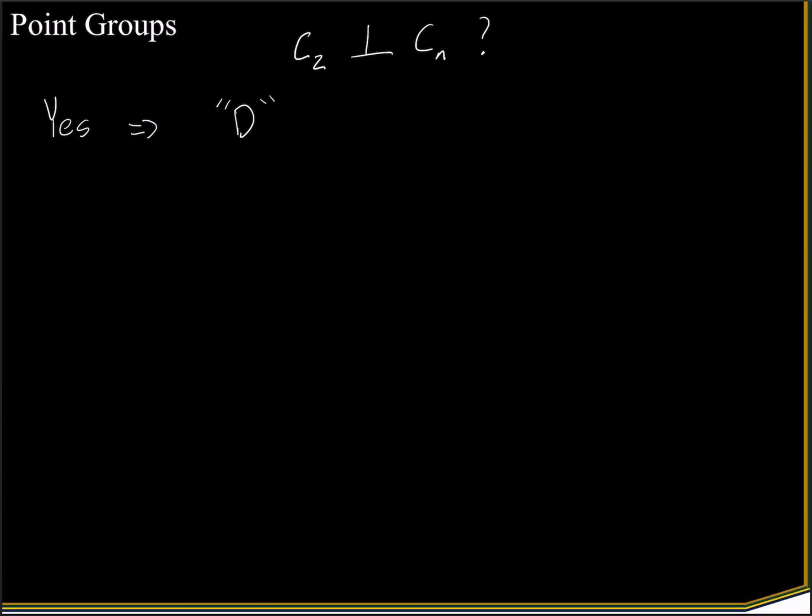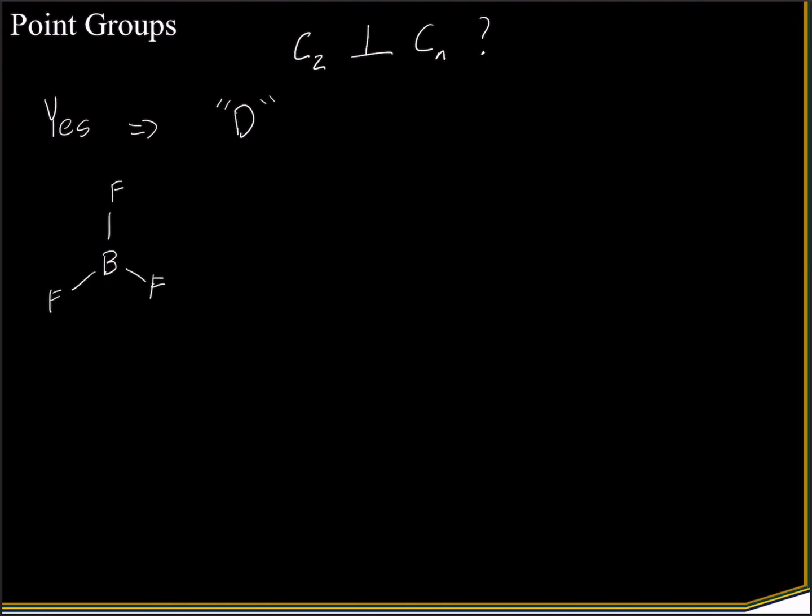So let's get some examples for these D point groups as we move down the flow chart. So let's say that we do have this perpendicular C2 that puts us in these D groups. The next question on our flowchart is, is there a horizontal mirror plane? So let's look at a molecule like BF3.